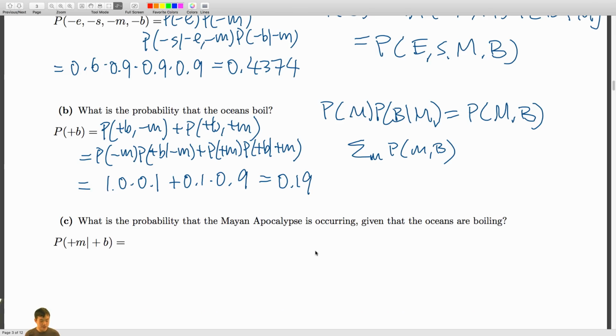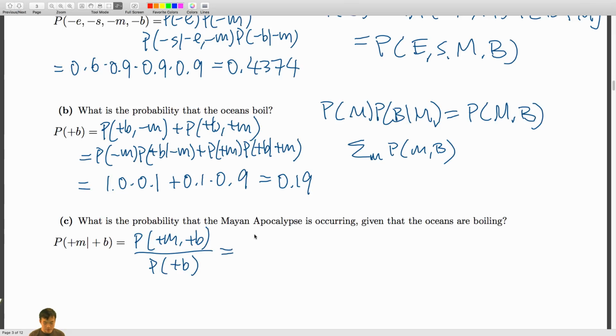For part C, we're going to compute the probability that the mining calculus is occurring given the oils in the boiling. So this is going to be the probability of plus M given plus B. To compute this is going to be pretty similar to the previous part. In this case, instead of using the law of total probability, we can use Bayes' rule instead. We can note that the probability of plus M given plus B is equal to the probability of plus M comma plus B over the probability of plus B.